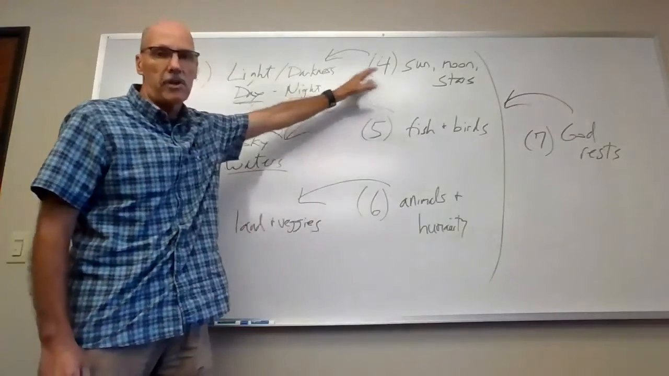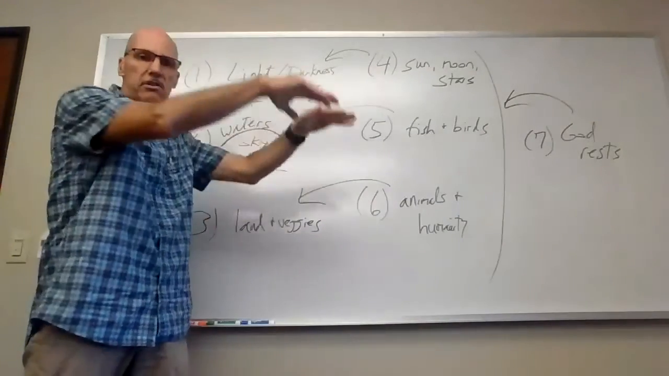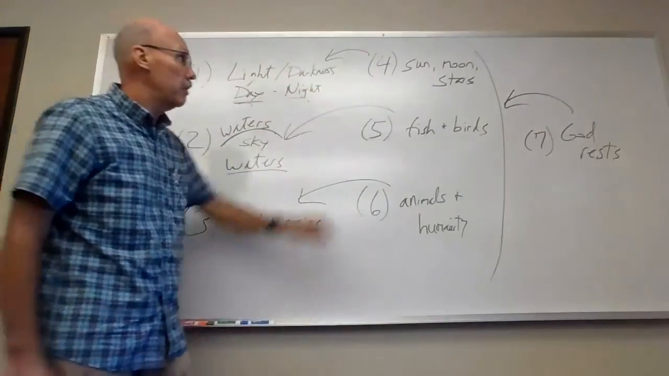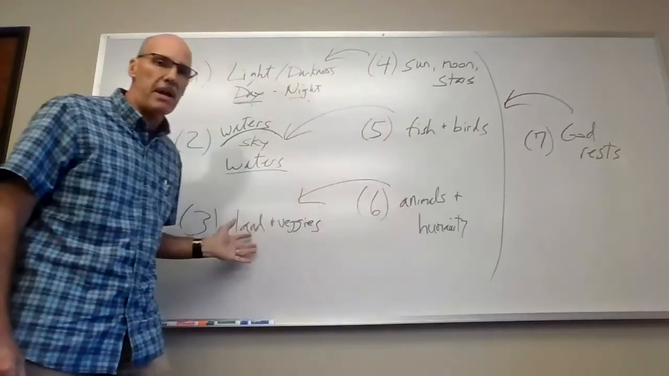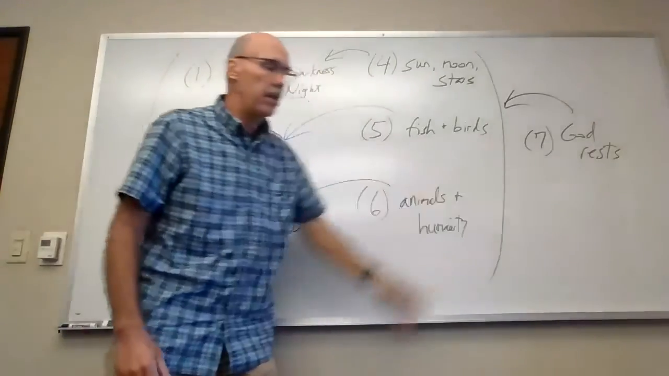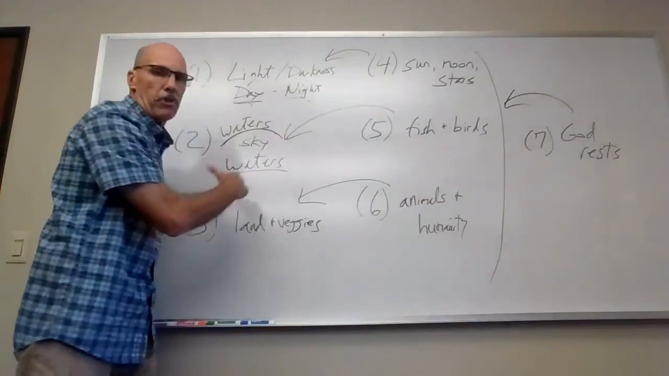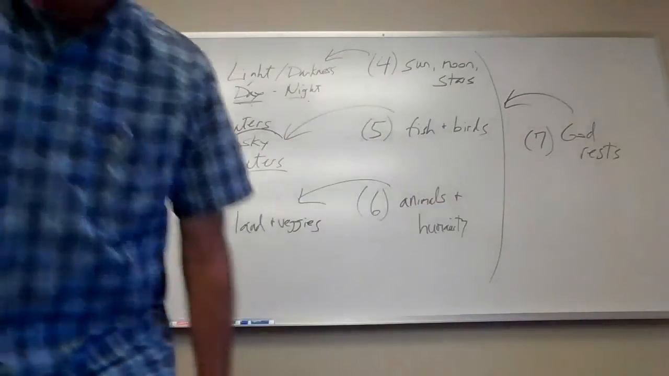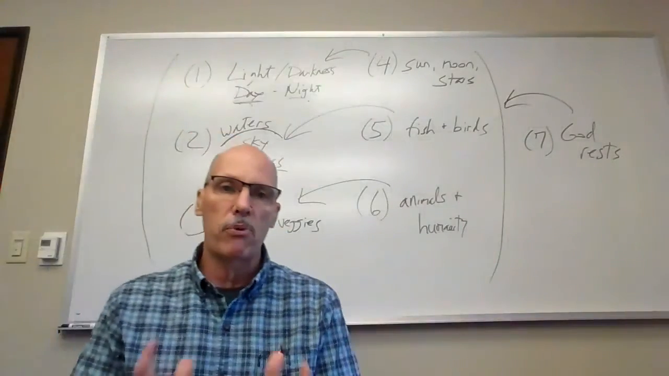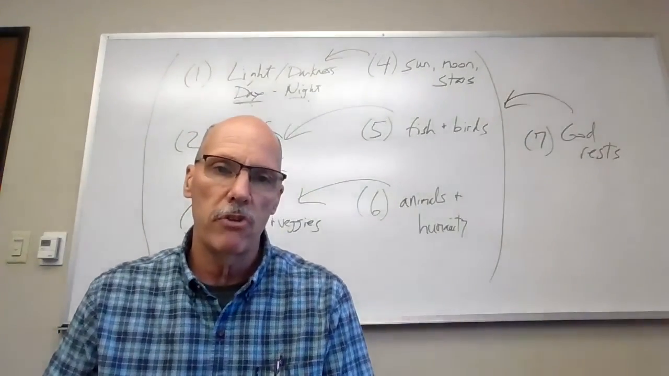So the sun covering the day, running across the day, day after day, the moon and the stars at night, the fish and the birds, the animals and humanity. And finally, day 7, God fills the whole thing with his presence and rests here in creation. And it's a functional approach to creation.